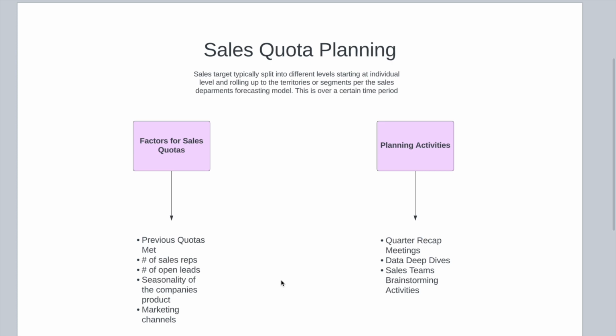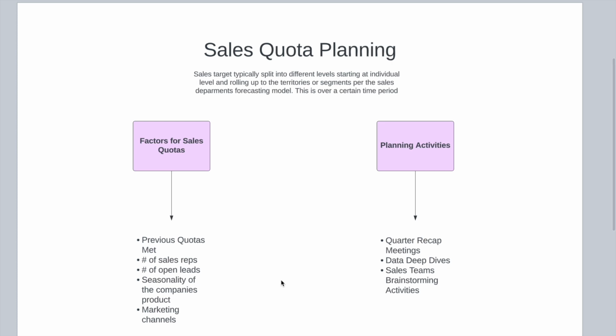And of course, this is going to differentiate between what your product is. If you are selling a car versus selling an analytics product, your sales quota is going to look vastly different. Whatever time period you're using is going to be vastly different. So let's talk about some general factors that go into sales quotas.